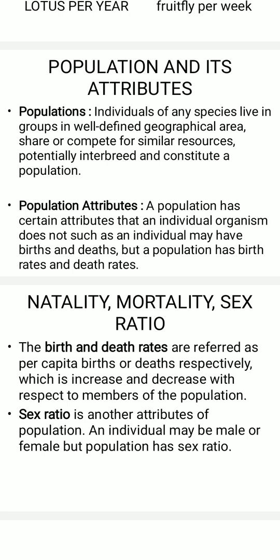Sex ratio is another important attribute of the population. An individual may be either male or female, but a population has the sex ratio. For example, 60% of the population are females and 40% are males in a specific species. That is just an example. That is the sex ratio. You will get around 3:2. That's the male to female sex ratio.